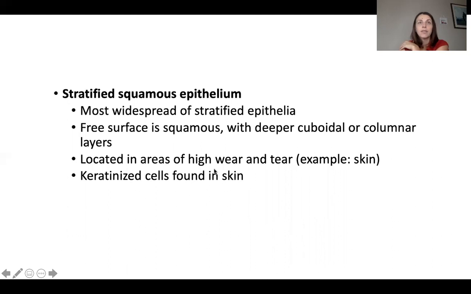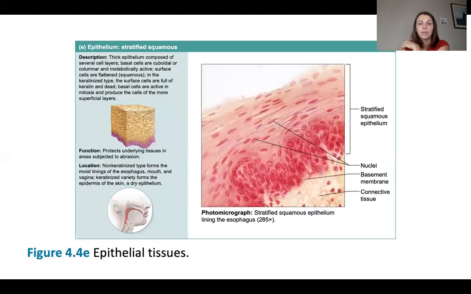So again, for protection, you're going to have the stratified squamous epithelium, and there's keratinization happening here, which we'll look at in depth in the integument. Keratinization is like a hardening of a cell, and that gives it its protective characteristics. So here we see it on the microscopic level.